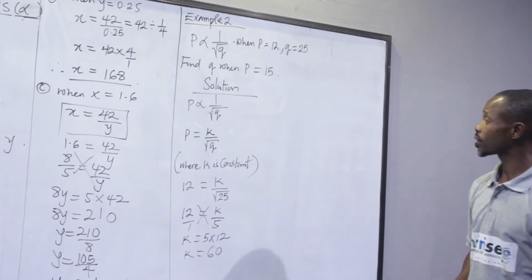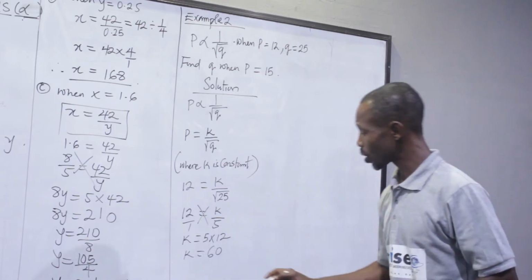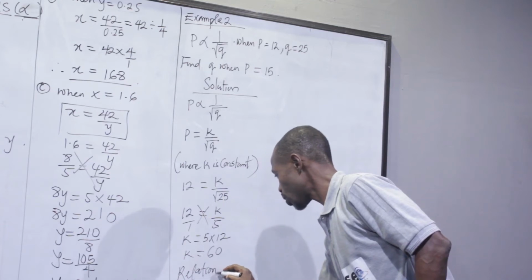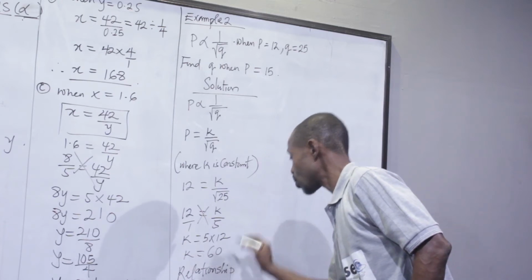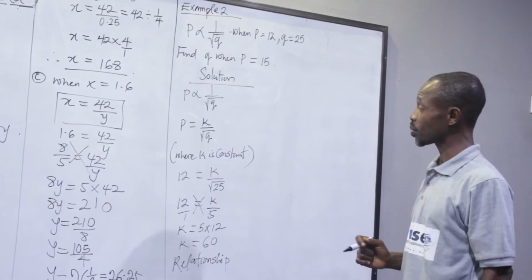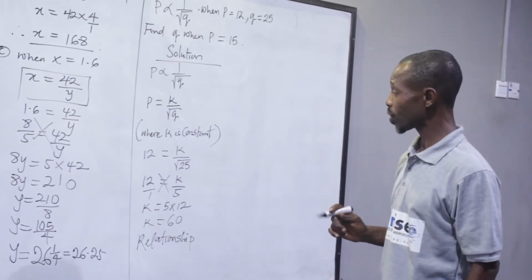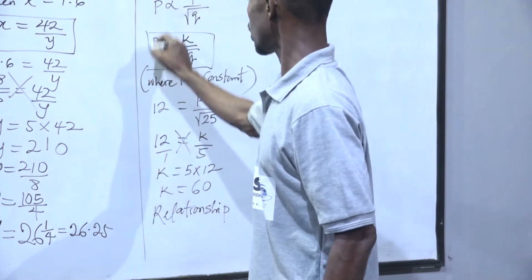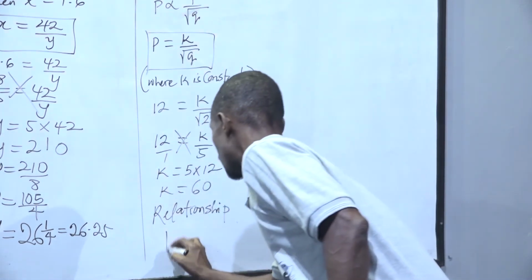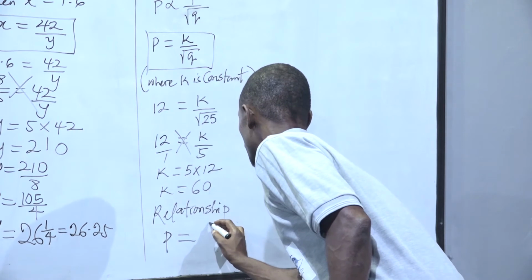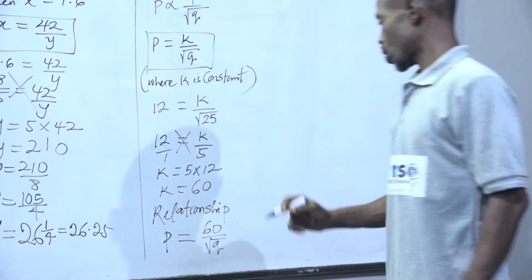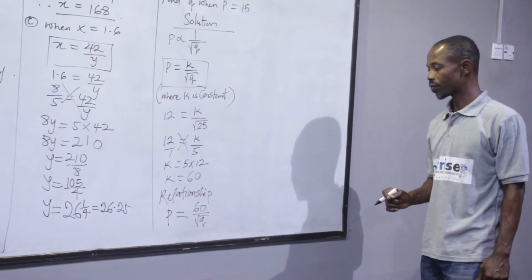Now that K is 60, we need to establish a relationship. Or if you want to call it the formula, call it that. Whether they tell you to establish the relationship or not, I've told you, compulsorily after getting your constant, go back into that variation and establish it. P equals 60 all over root Q. So this is what we have for the relationship.